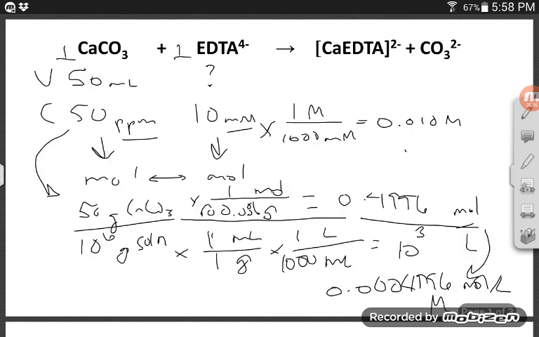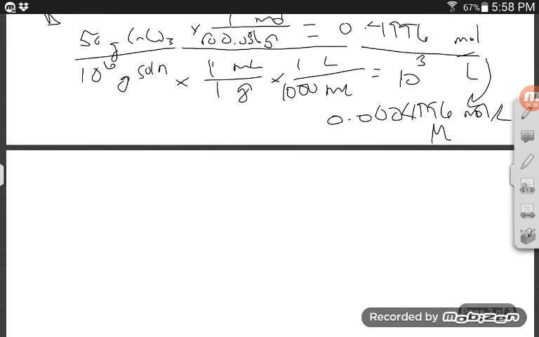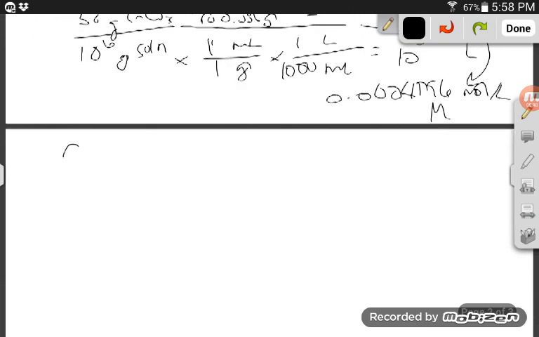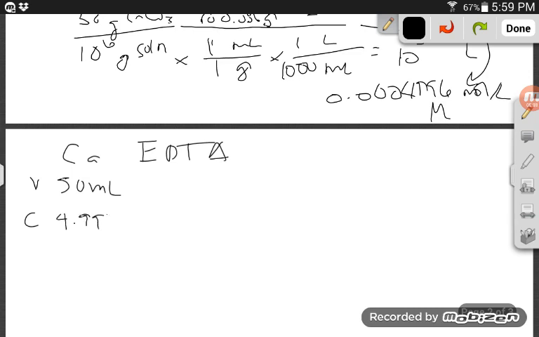Scroll down. So we still here have our calcium. We have our EDTA. We know that's a 1-to-1 ratio, and if we think about the volume and the concentration that we have, for calcium, we assumed we're going to start with 50 milliliters. Now we know that its concentration is, and I'm going to write this in scientific notation now, 4.996 times 10 to the negative third molar. For the EDTA, we want to know what volume we need to react, and its concentration is 0.010 molar.